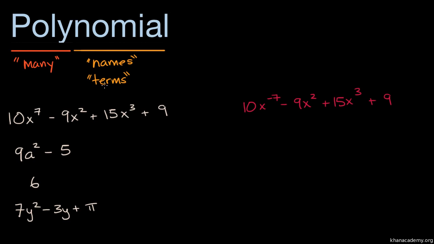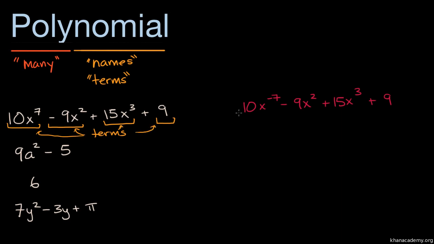And I just used that word term, so let me explain it because it'll help me explain what a polynomial is. A polynomial is something that is made up of a sum of terms. And so, for example, in this first polynomial, the first term is 10x to the 7th. The second term is negative 9x squared. The next term is 15x to the 3rd. And then the last term, maybe you could say the fourth term, is 9. And you can see something, let me underline these. So these are all terms. This is a 4-term polynomial right over here.